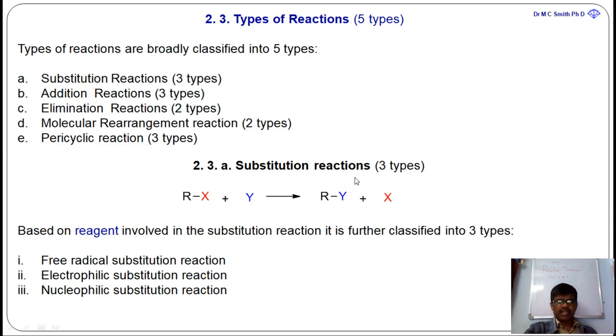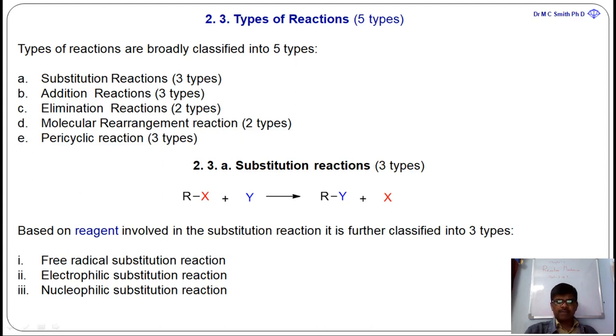Let us take substitution reactions. These are very, very important reactions in organic chemistry. There are three types of substitution reactions. For example, an alkyl halide reacts with some reagent, whether it is a free radical, electrophile or nucleophile, depending on the reaction. X is substituted by reagent Y to give the RY product. That is why it is called substitution.